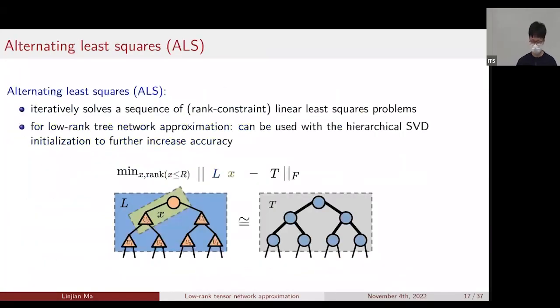Next I'll briefly talk about another widely used algorithm called alternating least squares, or ALS. ALS iteratively solves a sequence of least squares problems to do the update. Let's use this example to illustrate. Again, we want to optimize the input T, which is a balanced binary tree, into a low rank one, and we have some initialization of this low rank balanced binary tree. What we do is fix some of the factor matrices, those in the part L, and put two of them as the variables. These are the root and the left child of the root, and then we just solve this least squares problem.